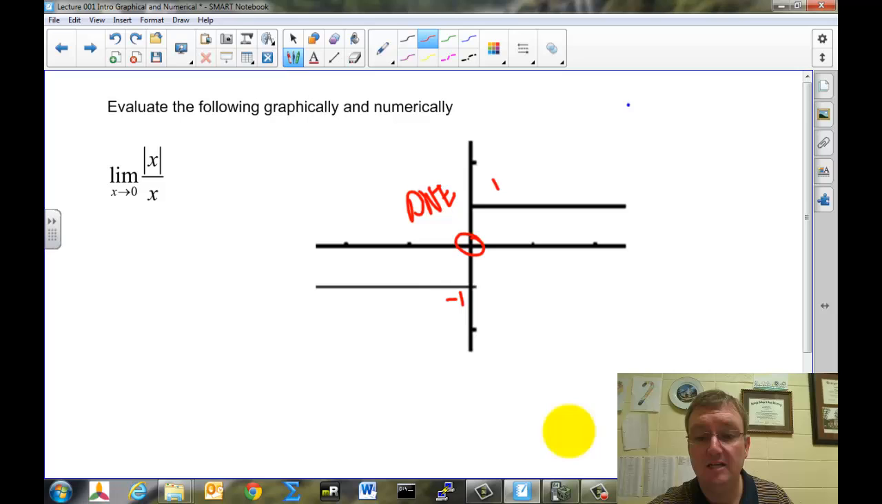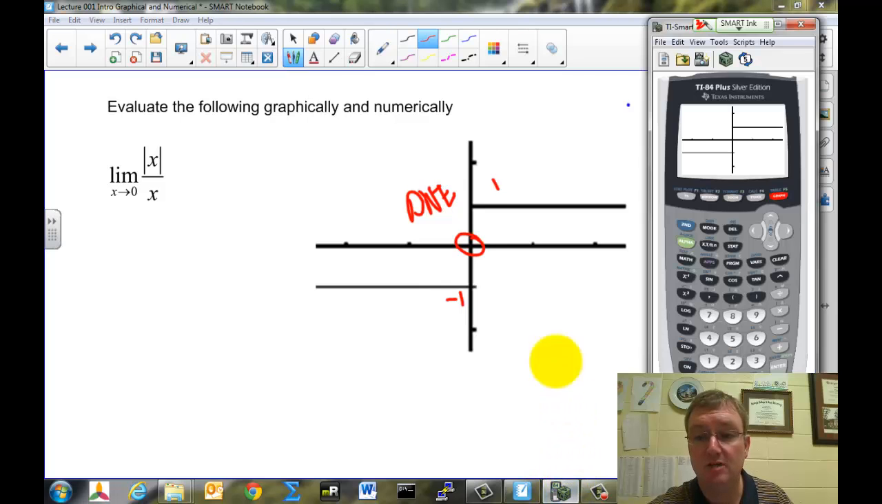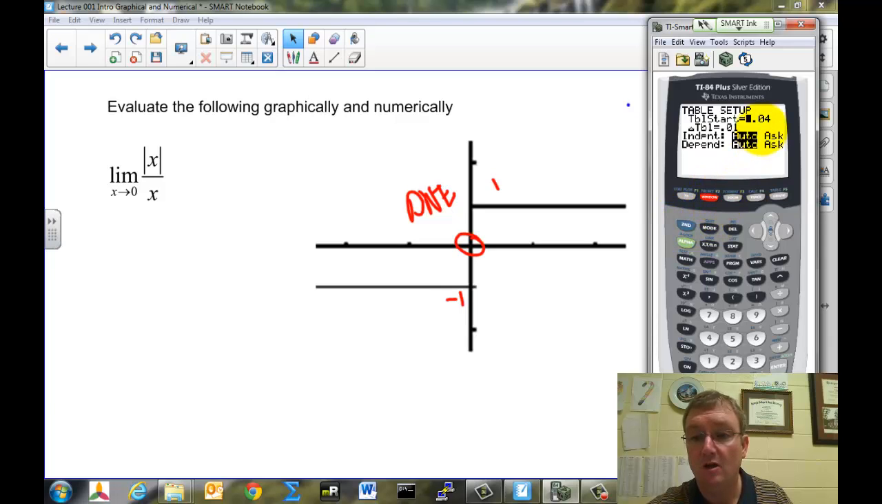Well, now let's go and look at a table set, so maybe we can determine something from that. So if we go to our second table, we're worried about the number 0, so that's going to be our table start, and our delta table we'll just leave at 0.1 for the moment. And now let's look at our table set. And at 0 we get an error, which we kind of expected.